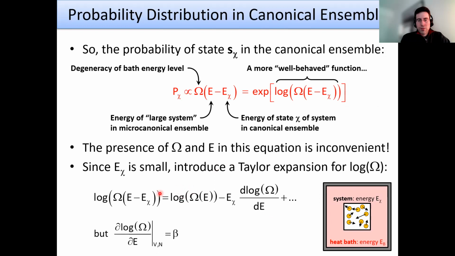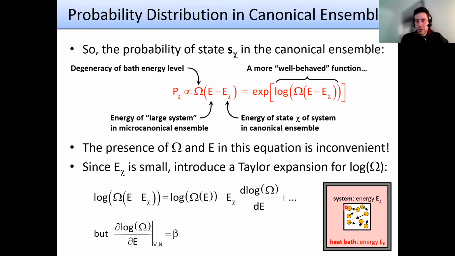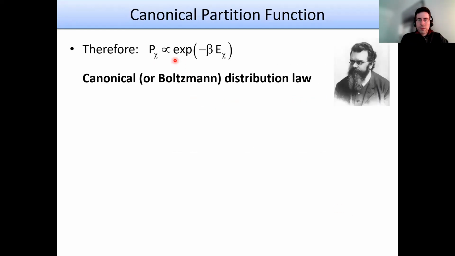Okay, let me go back here. Right, so this logarithm, we said that this term is going to be a constant, and then we have E chi times beta. So effectively, the probability of visiting the state is proportional to e to the minus beta times E chi. So the probability of the small system visiting state chi is proportional to e to the minus inverse temperature times the energy of that state. And this is minus energy divided by kBT, essentially.